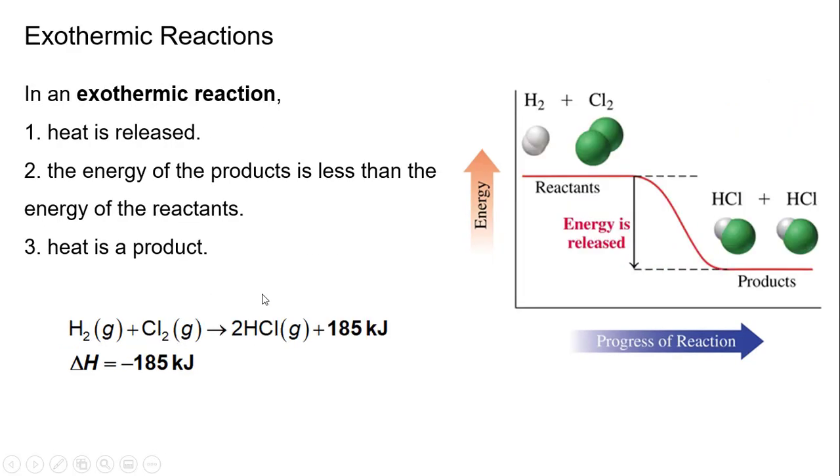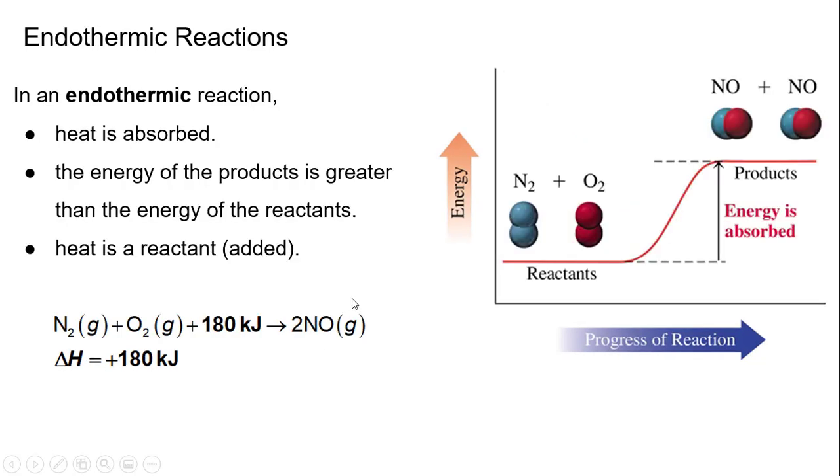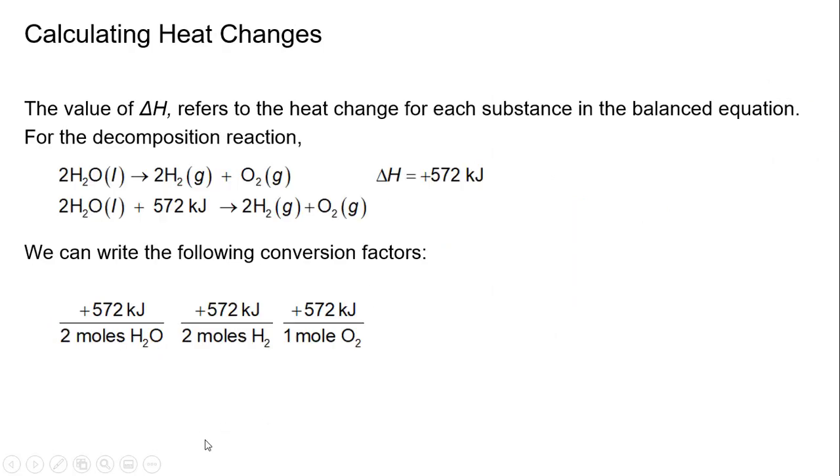The difference with these is that you see on the product side, this 185 kilojoules is on the product side, and that's an exothermic reaction. In an endothermic reaction, it's on the reactant side. It needs that energy to get this reaction to go. The value of delta H refers to the heat change for each substance in the balanced equation.